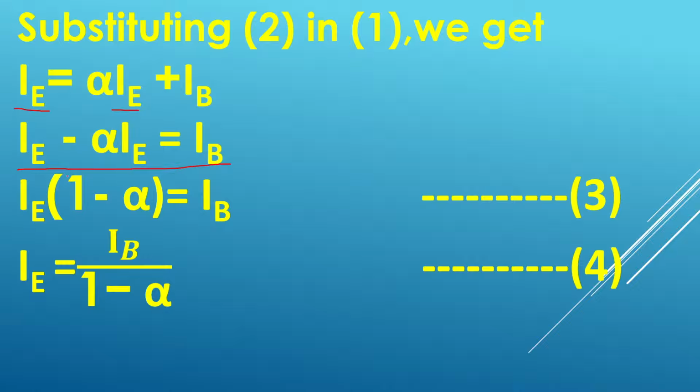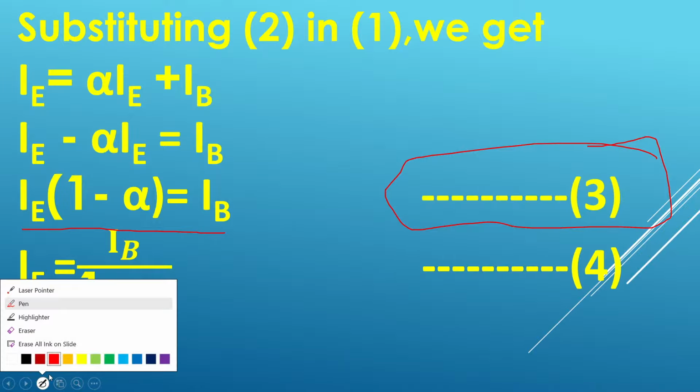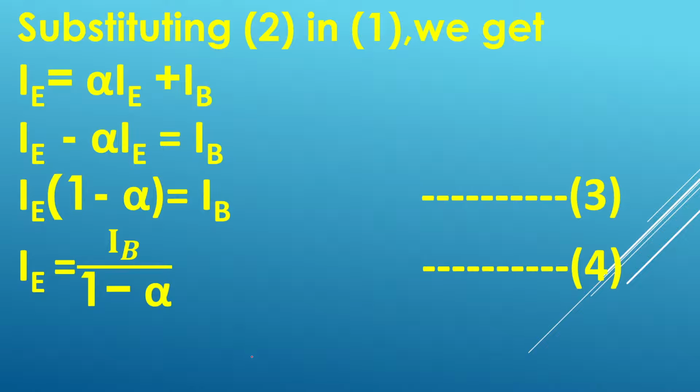Here, if you carefully observe, there are two common terms. You can take IE common. What do you get? IE into 1 minus alpha is equal to IB. Consider it as equation number 3. And from this expression 3, you just determine IE. So what is IE? IB by 1 minus alpha. Write it down. I'll give you a minute.